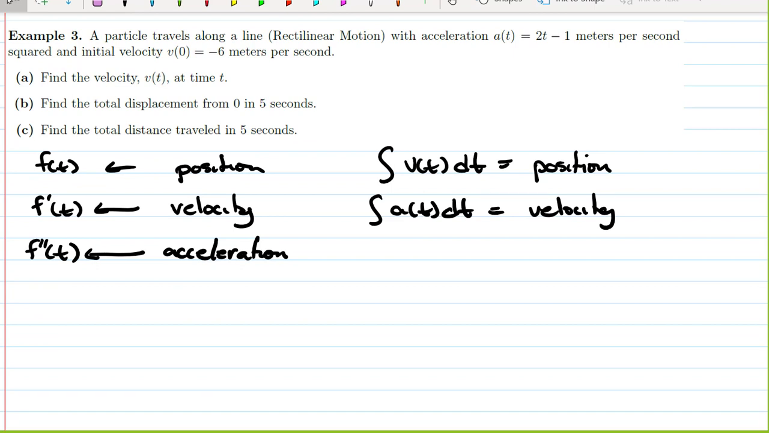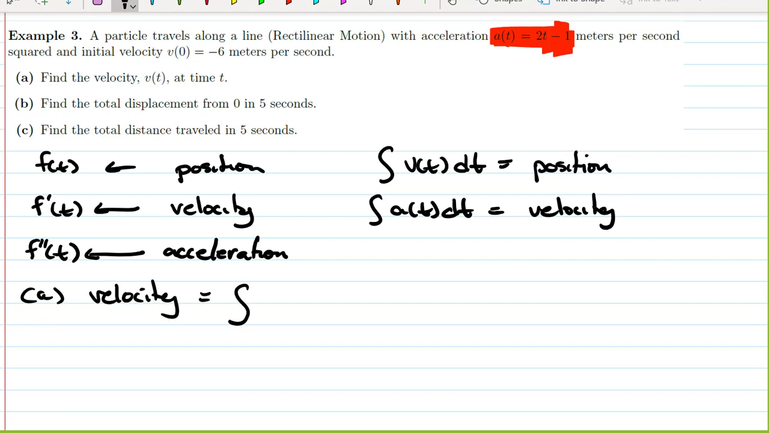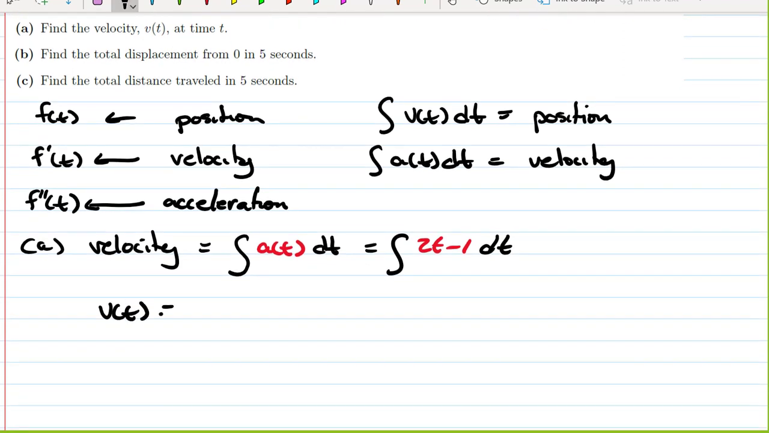So it says find the velocity v of t at time t. We know that our acceleration function is a equals 2t minus 1. So then our velocity is going to be equal to the integral of our acceleration function, and our acceleration function was 2t minus 1 dt. So our velocity v of t is equal to the antiderivative of 2t, which is t squared, and the antiderivative, or the integral, of negative 1 is going to be negative t plus an arbitrary constant C.